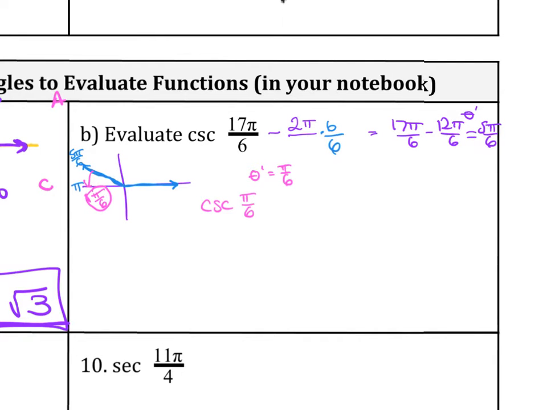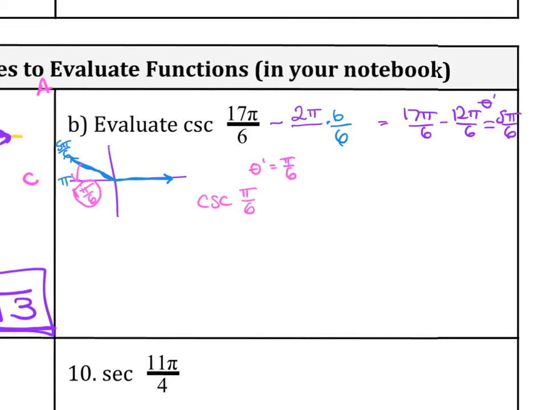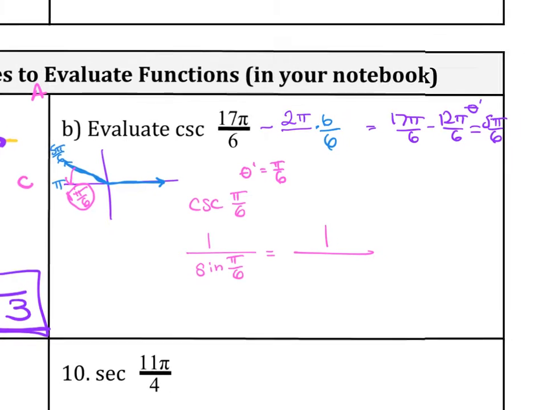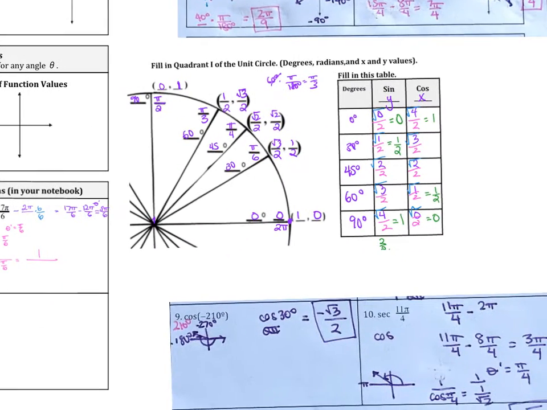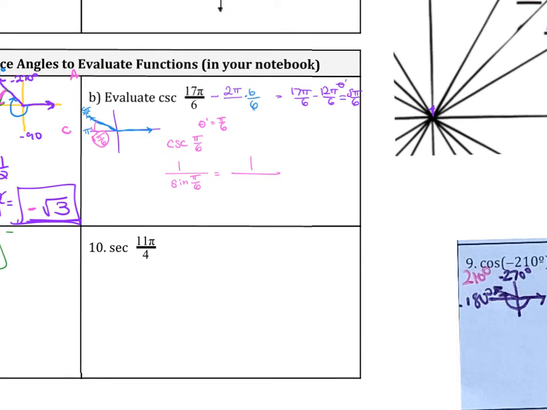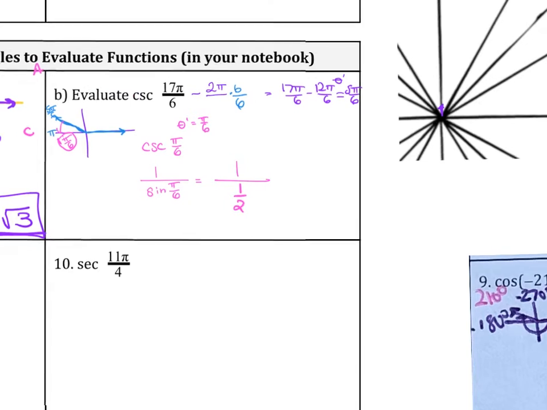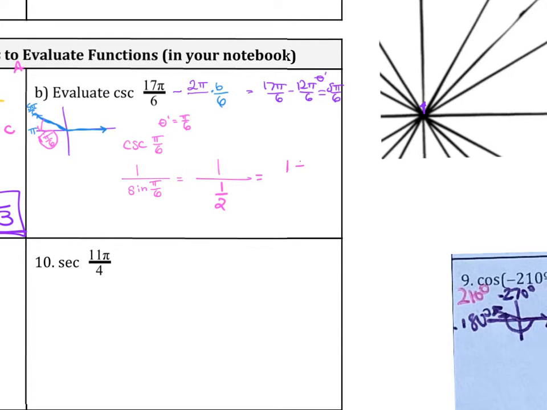Now with cosecant, we have to remember our reciprocals. Cosecant is related to sine. So this is really 1 over sine of pi over 6. So what is sine of pi over 6? Pi over 6 is 30 degrees, right? Pi over 6 is 30. So here, sine, the y value, is a half. Therefore, this is 1 divided by a half. You're dividing by a fraction, so flip. So the answer is 2.